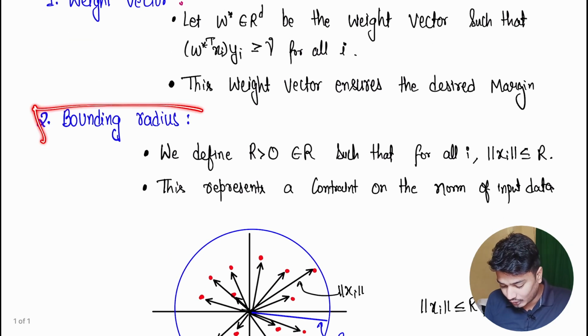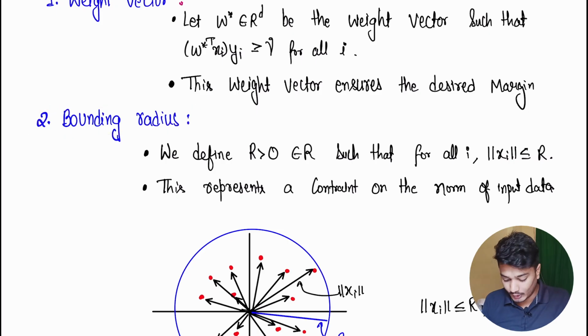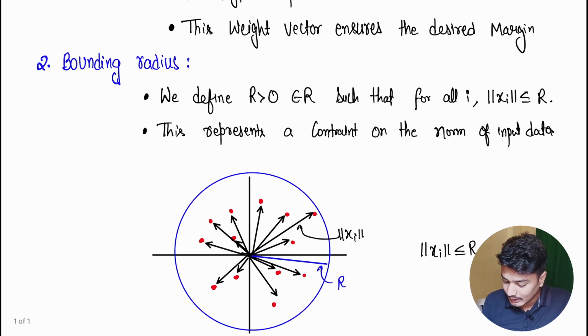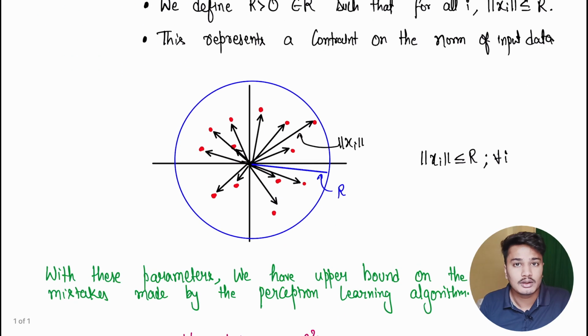There is a second thing called the bounding radius. What is the bounding radius? We define some R greater than 0, belonging to the real numbers, such that for all i, the norm of xi is less than or equal to R. What does it represent? So this is the representation.